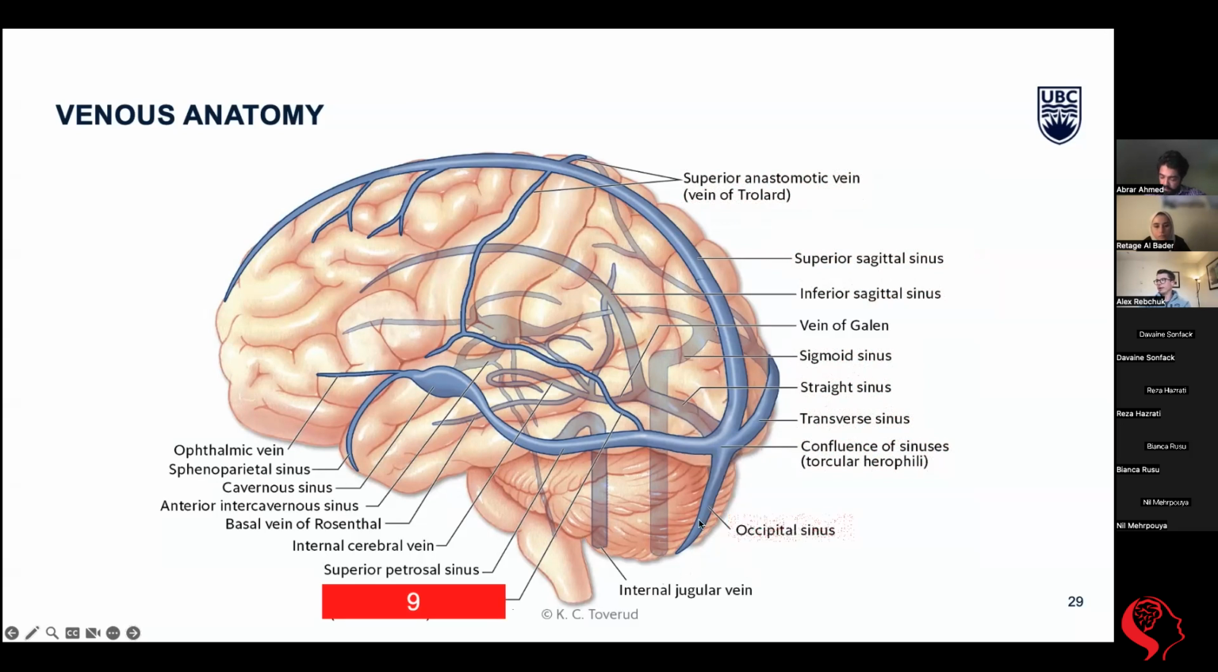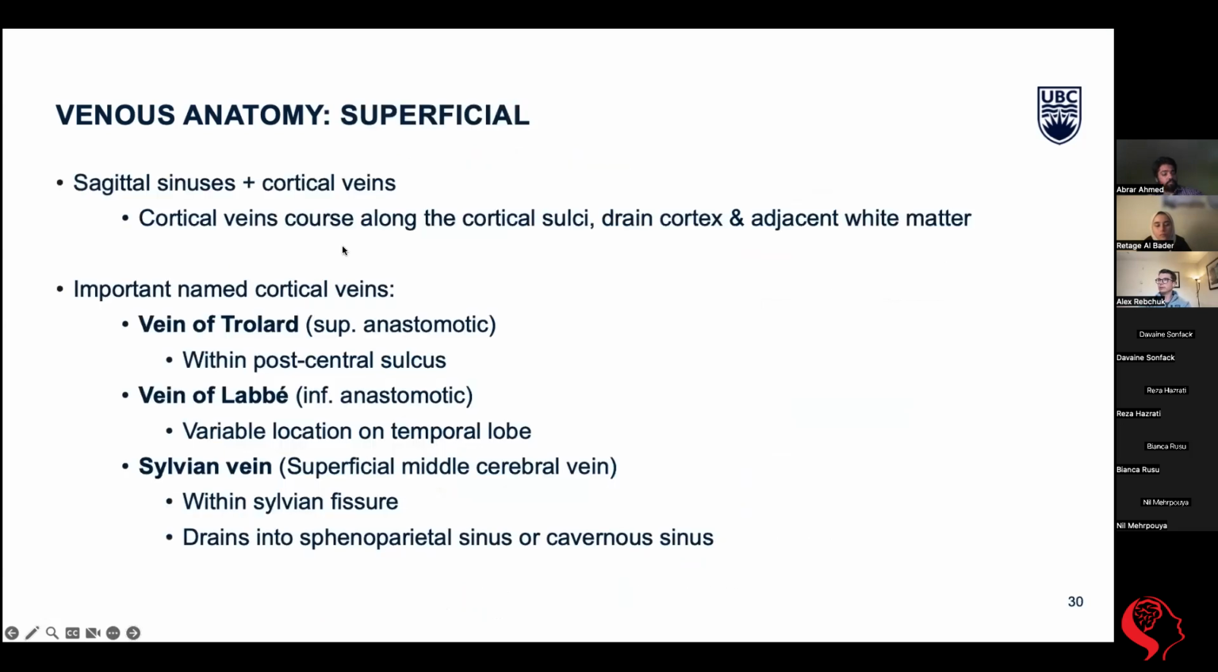Here, the midline of the cerebellum is going to be the occipital sinus. Nine, there are two anastomotic veins. There's the superior one, which is Trolard, and it drains into this lateral one, which is going to be Labbe. So L for lateral: Labbe, lateral. And that's along the lateral surface of the temporal lobe.